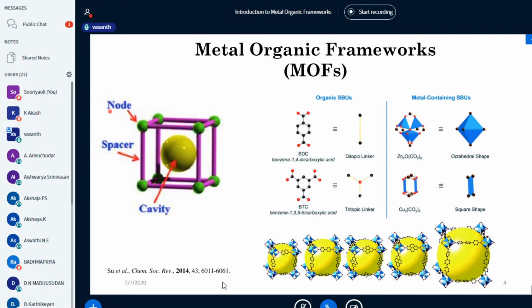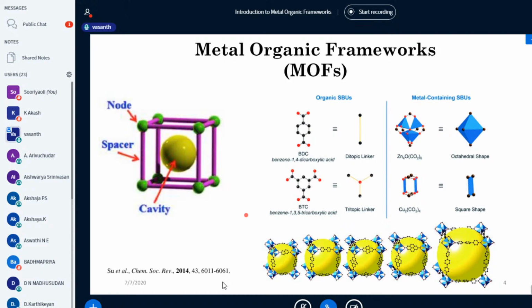I said a metal organic framework consists of three important aspects: a node, a spacer, and a cavity. A cavity is nothing but an empty space, and this empty space makes it a porous material. Nodes are nothing but the metal centers. Each metal center is connected by a linker, also called a spacer. The spacer connects two metal centers, which forms a cube-like porous material. These are crystalline porous materials, so they have a definite shape and a crystal structure.